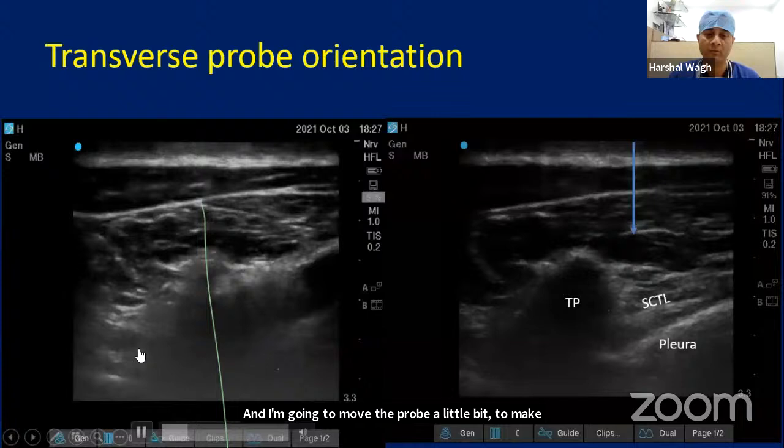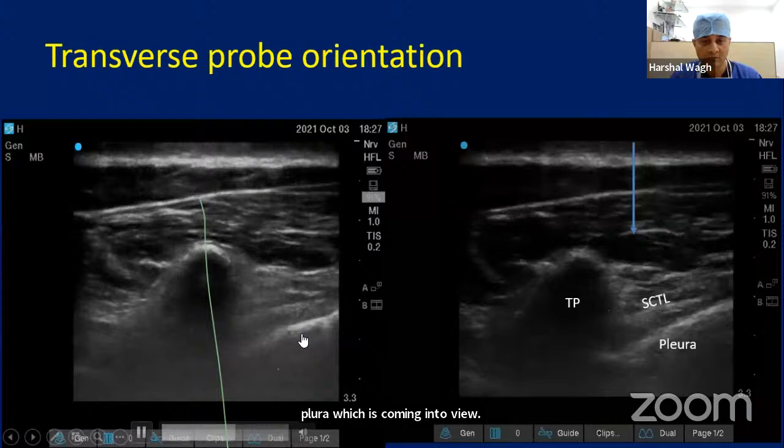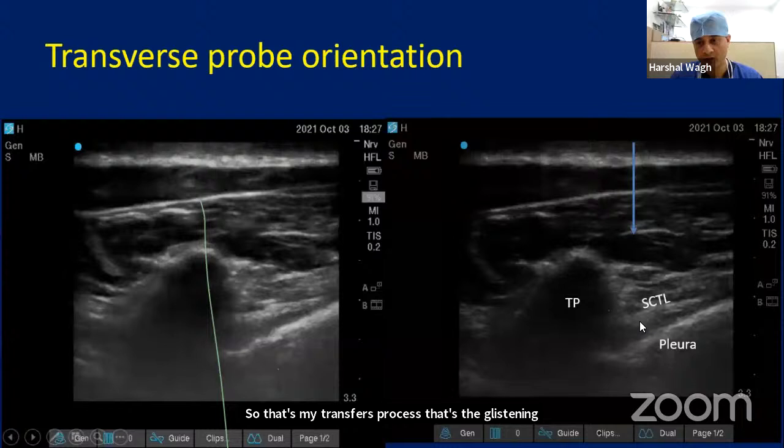So I'm moving it a little bit medially and a little bit inferiorly. And you can start seeing this glistening pleura, which is coming into view. So that's my transverse process. That's the glistening pleura. And if I stop at that, that looks pretty much like the picture I have on the right side of the screen, which is the transverse process, the superior costotransverse ligament, and the pleura.